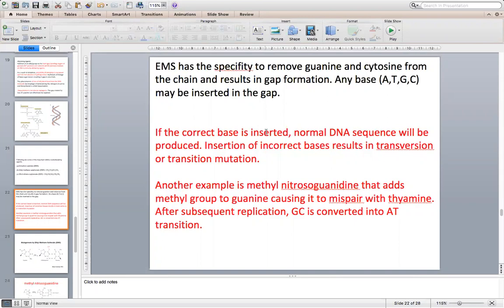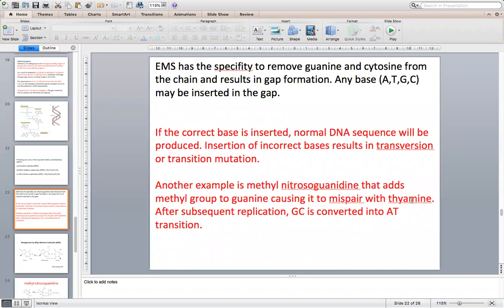So when this guanine or cytosine is removed specifically from the chain, there will be a gap. This gap may be filled up with the correct base. Sometimes it may not be filled up. If it is filled up with the incorrect base pairs, it may lead to a transition or a transversion. Another example is methyl nitrosyl guanidine, which will add a methyl group to the guanine and cause it to mispair time and time again.